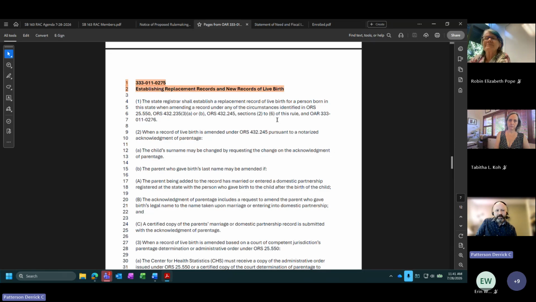And because there were significant revisions to this rule, this is not the annotated version like we'll look at for the other one. This is the final text. Section 1, the state registrar shall establish a replacement record of live birth for a person born in this state when amending a record under any of the circumstances identified in ORS 25.550, ORS 432.235 3A or B, ORS 432.245, sections 2 through 6 of this rule, and OAR 333-011-0276. Any questions or comments?